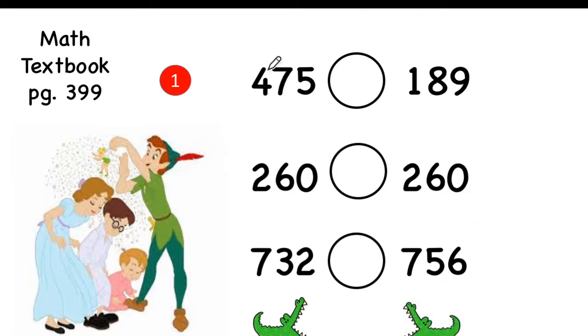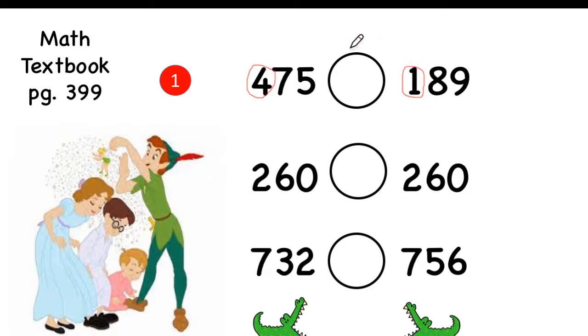We have 475 and 189. We will compare using the hundreds digits because they are not the same. So circle the hundreds digits. Here we have 4 and here we have 1.